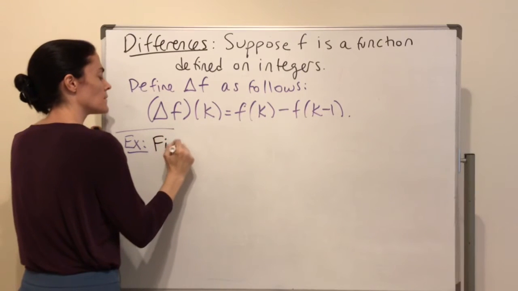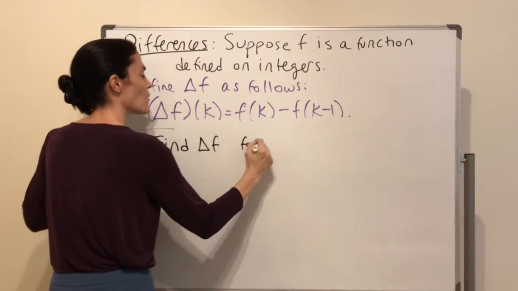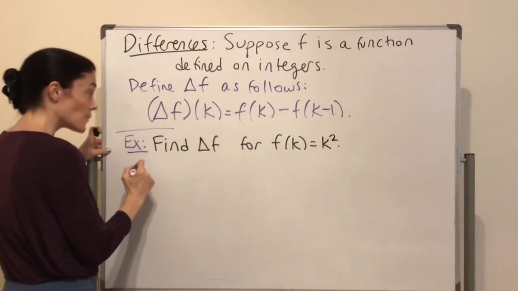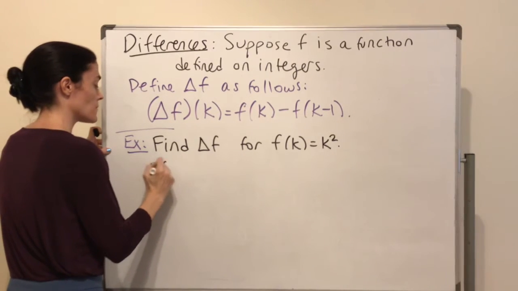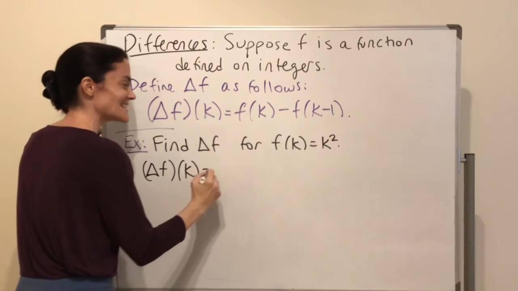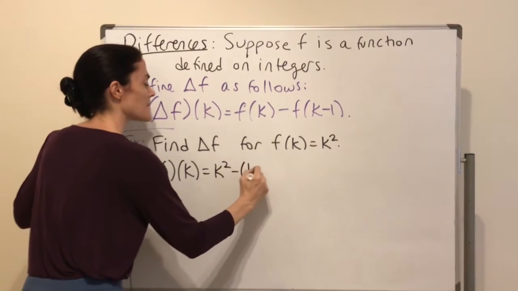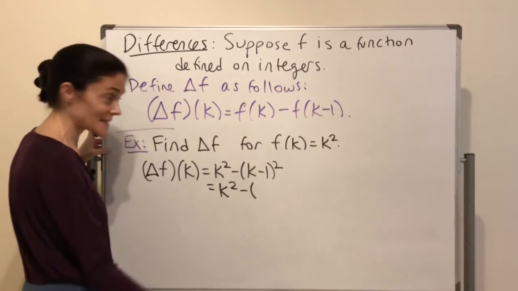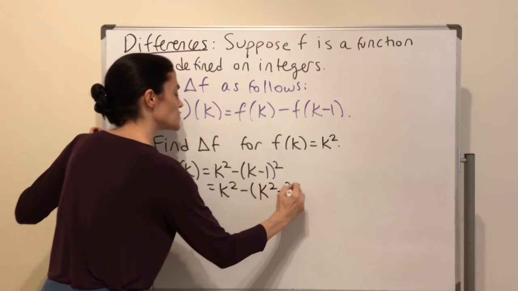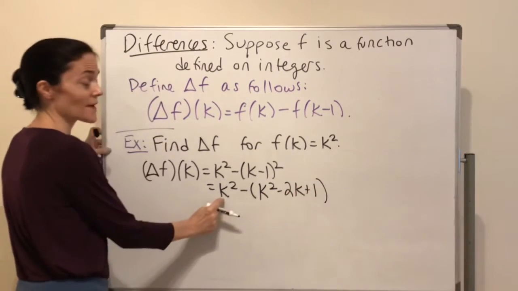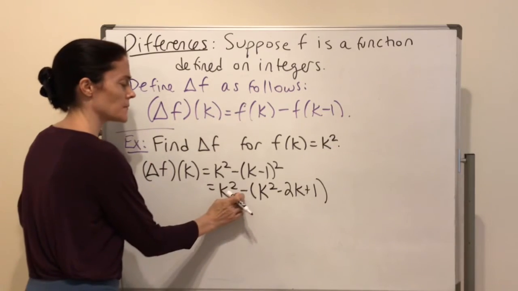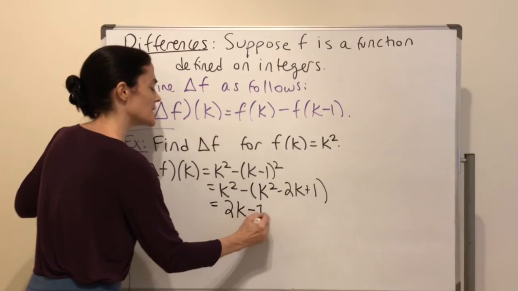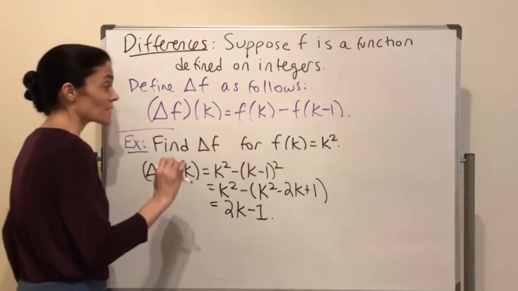Let's find delta f for f of k is k squared. Okay, here we go. Well, delta f of k is k squared minus k minus 1 squared, and we can simplify this. Here, if you multiply this out, this is k squared minus 2k plus 1. And so we have k squared minus k squared, and then this negative distributes across these two. We get 2k minus 1. So this is this difference for the function k squared.